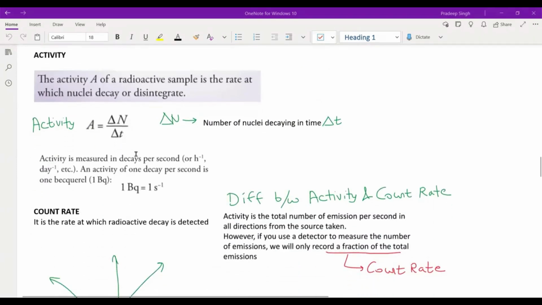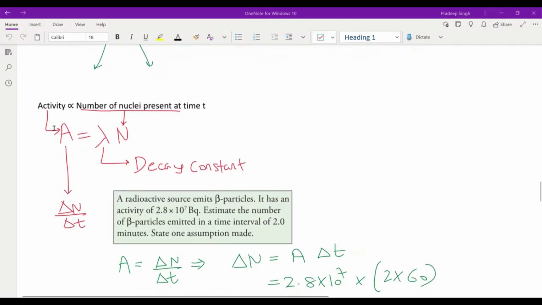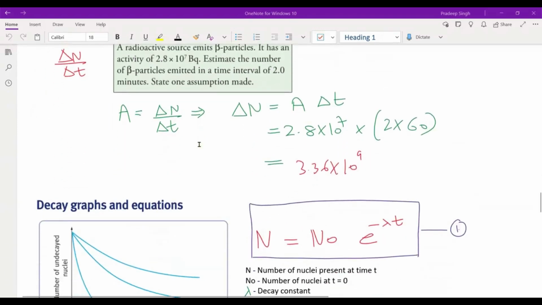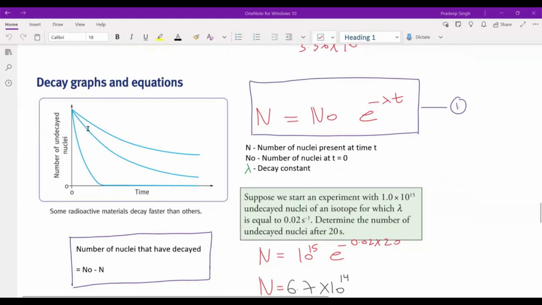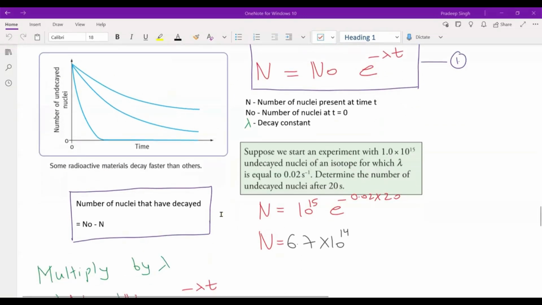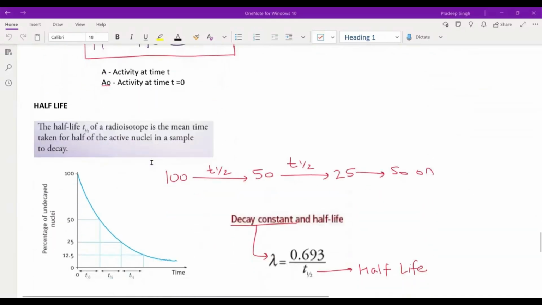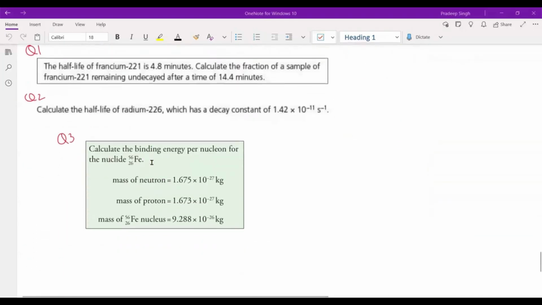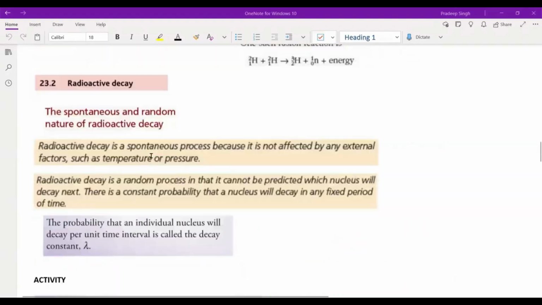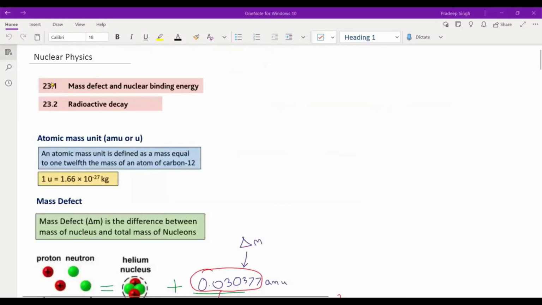Then the activity formula, count rate we had done. This particular equation is extremely important. A is equal to lambda N, where lambda stands for the decay constant. And then we had those exponentially decreasing equations. N is equal to N naught e to the power minus lambda t. And same equation for activity. Then we did half-life. That's it. This is the entire content of nuclear physics. Now let's solve questions.